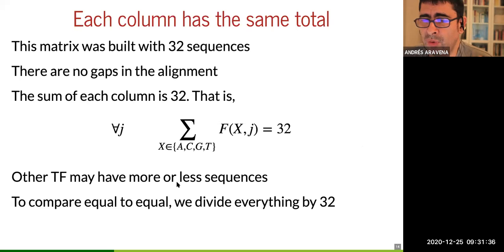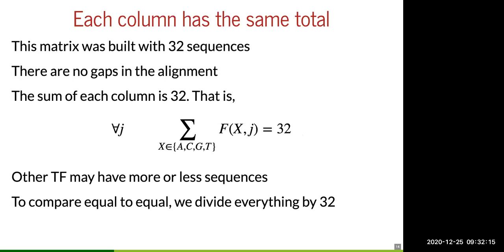So I want to help you remember a little mathematical notation. Here we are saying for all J, for all columns, J is the column, for all values of J, the sum over X in A, C, G, T of F(X, J) is 32. That means essentially for each column, the sum of all rows is 32. Okay? That is what we are saying here.